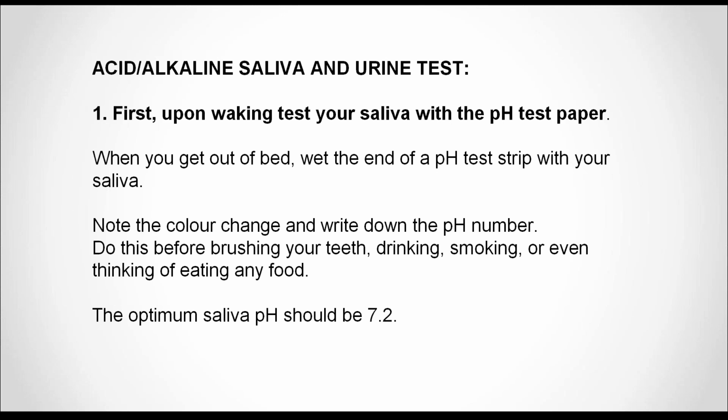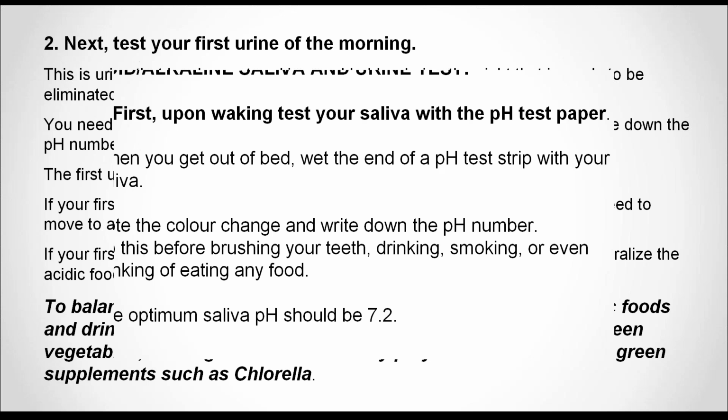It's all done by colour. Note the colour change and write down the pH number. Do this before brushing your teeth, drinking, smoking, or even thinking of eating any food. Now, the optimum saliva pH should be around 7.2. You don't have to remember all of this. I'll send you all this information.